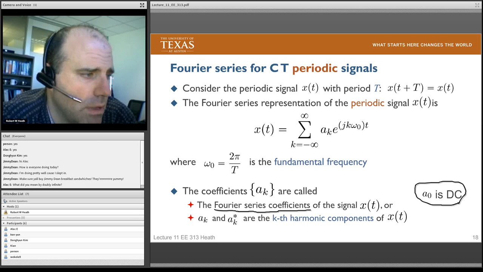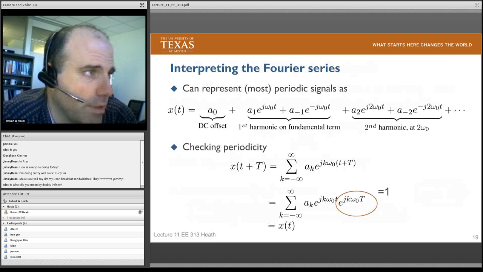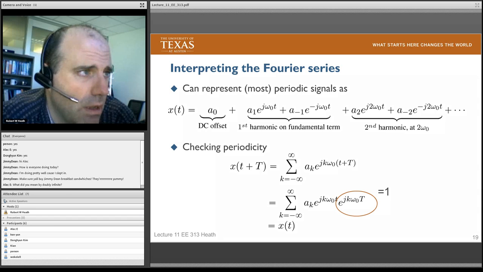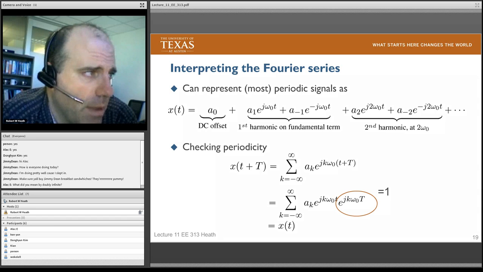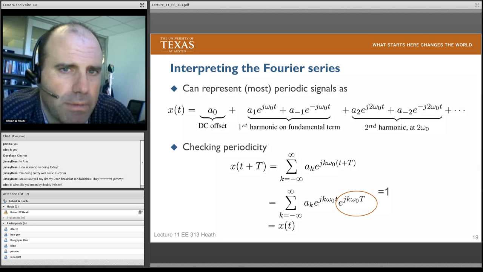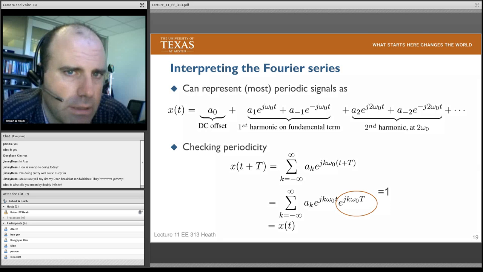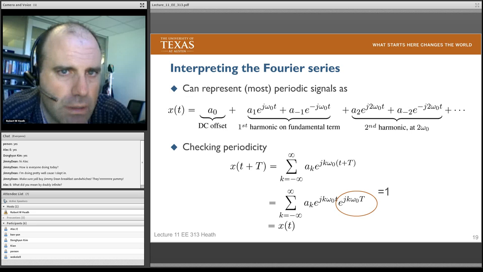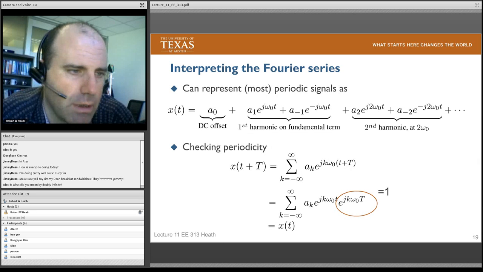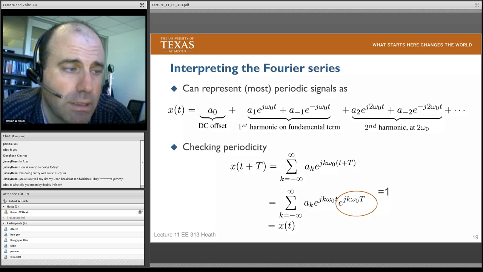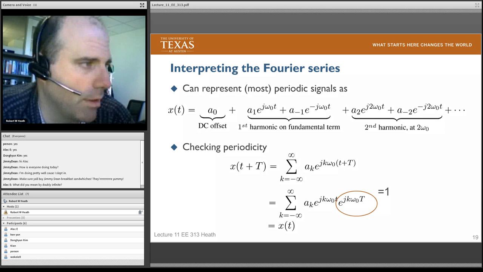So now let's explore this in a bit more detail here. So basically what I'm saying is that if you have a periodic signal, and what I mean here by most is that this concept applies to almost all periodic signals except for some very strange ones. And those strange ones don't satisfy certain properties that we're going to talk about in the next lecture. Practically speaking, this works for all signals except for some that mathematicians can come up with that are really strange.